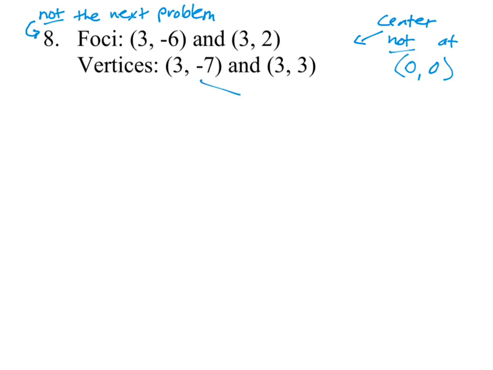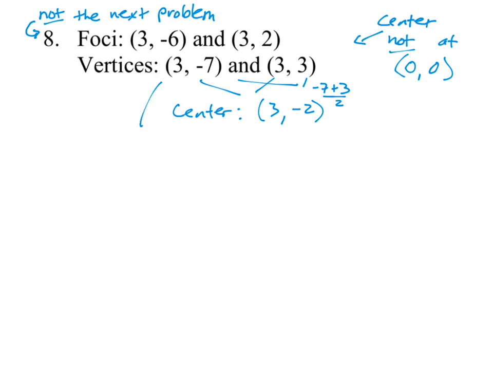So again, you can get your center just by finding the midpoint between two vertices or two foci. Halfway between 3 and 3 is 3. Halfway between negative 7 and 3 is going to be at negative 2. If you want to get that, you just do negative 7 plus 3 and divide by 2. You get negative 4 and divide by 2. You get negative 2.